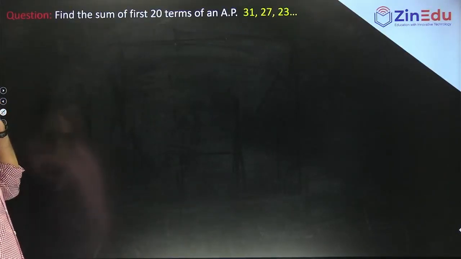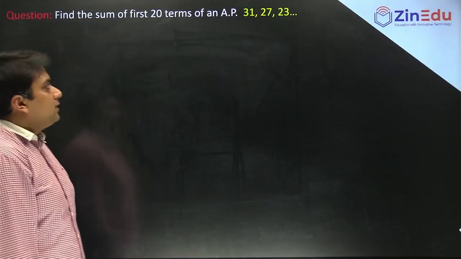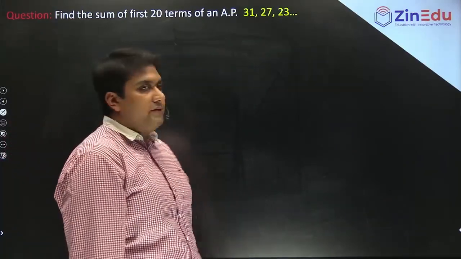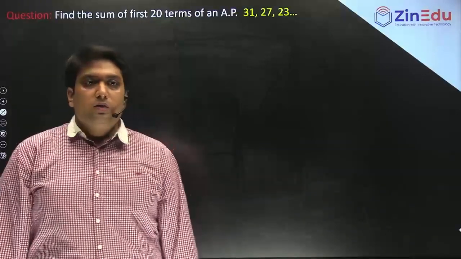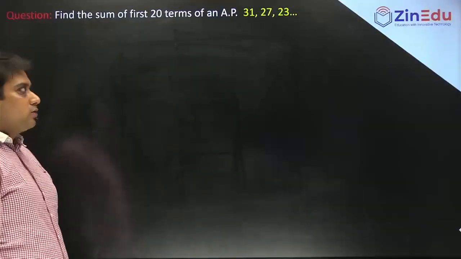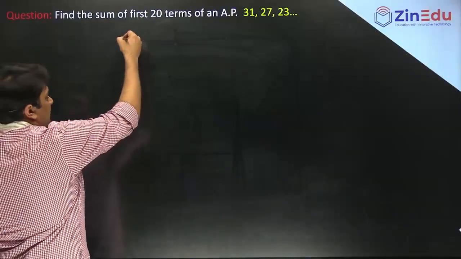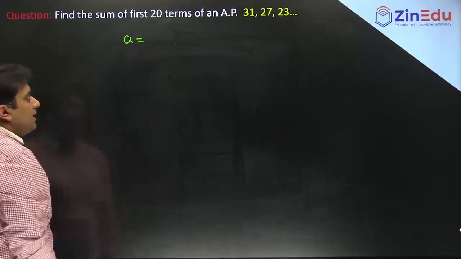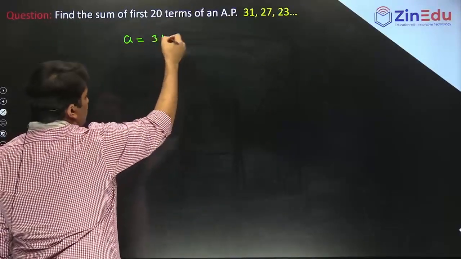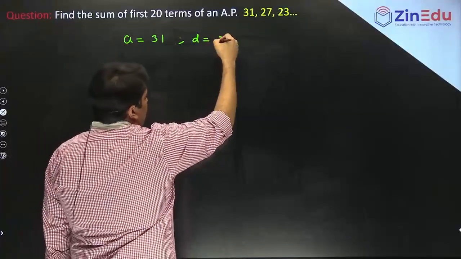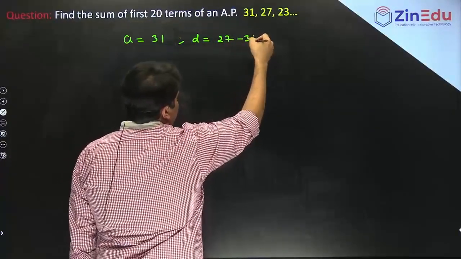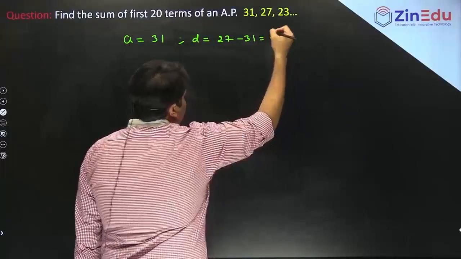So find the sum of first 20 terms of an AP. Again, AP is given to us as 31, 27, 23 and so on. So we need to find the sum of first 20 terms. So let us write down what is a. a is 31. What is the common difference? So again, the common difference would be negative over here. So that would be equal to minus 4.